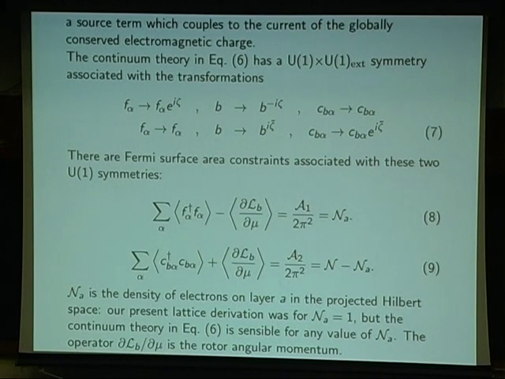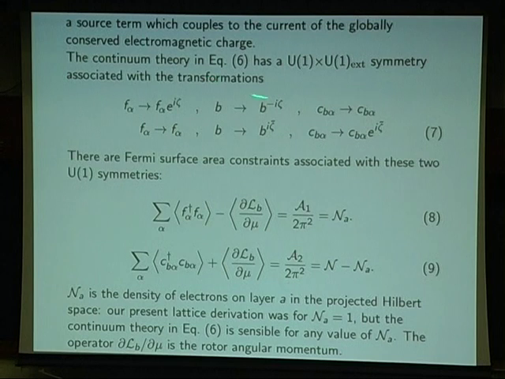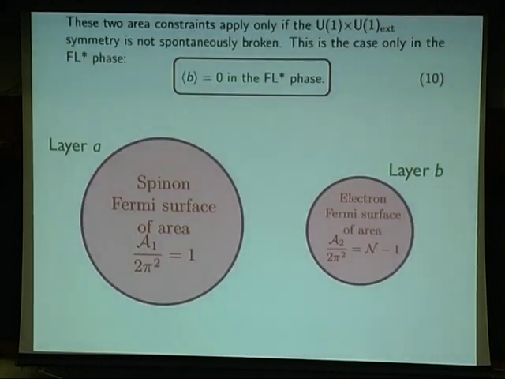Okay. But I have two constraints, so this is very, very different from the beginning of my talk, where I said there was only one constraint. I've got two. So who ordered the two? Well, of course, what this means is that if I assume both U1s are unbroken, then I cannot get a Fermi liquid. I get a different state, and that is the FL star state.